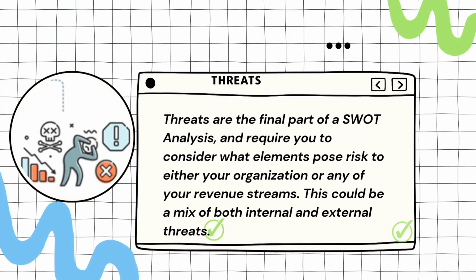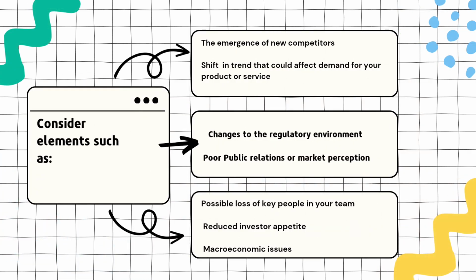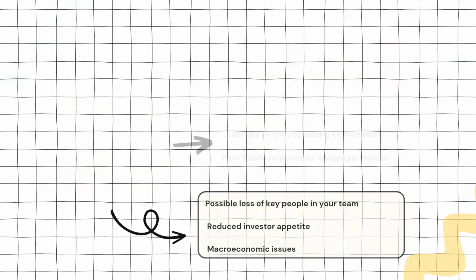And finally, threats. Threats are the final part of SWOT analysis and require you to consider what elements pose risk to either your organization or any of your revenue streams. When thinking about threats, consider elements such as the emergence of new competitors, shifts in trends that could affect demand for your products or services, changes to the regulatory environment, poor public relations or market perception, possible loss of key people in your team, reduced investor appetite, and macroeconomic issues.